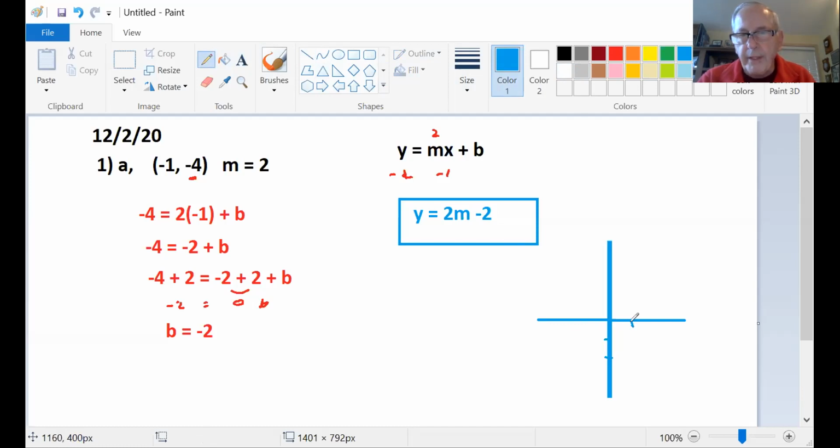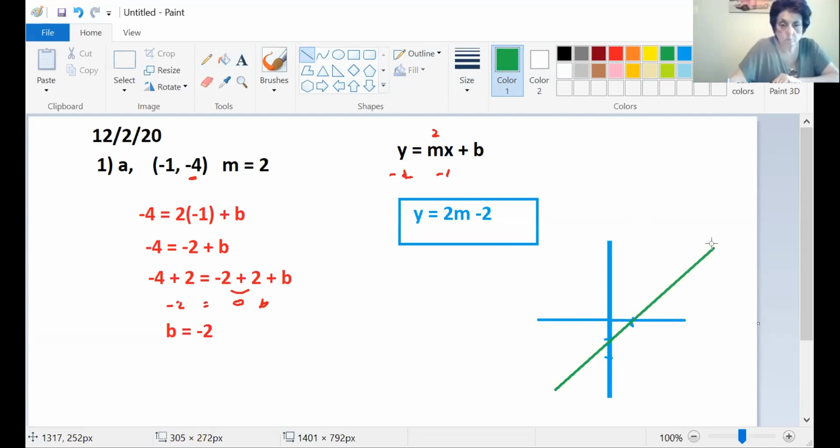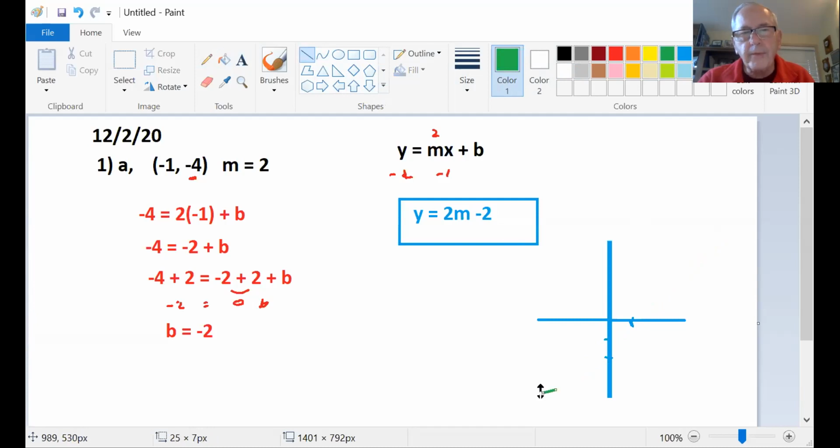So another point would be right here. Now you've got 2 points, so this line will look like this. You can draw it through it. Oh, that's wrong. Sorry. It's got to be this one right here, so it's steeper. That would be the line that is represented by this equation.